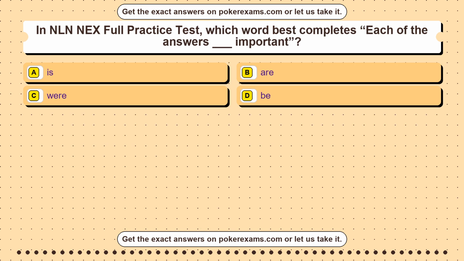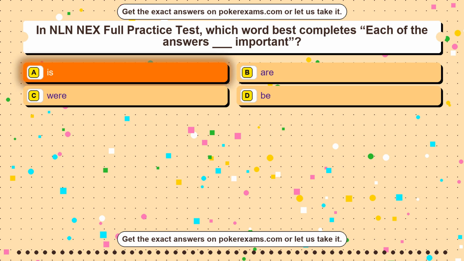Question 13. In NLN NEX full practice test, which word best completes each of the answers blank important? Option A is. Option B are. Option C were. Option D be. The correct answer is option A, is.